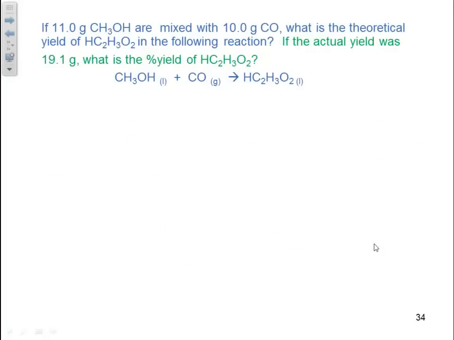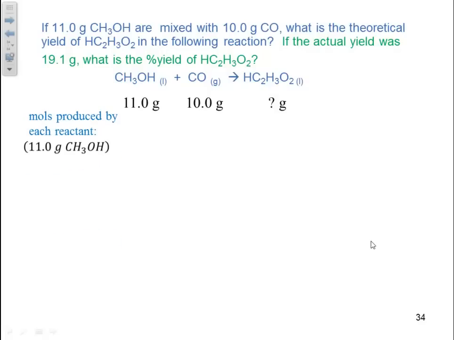Now, let's do a whole problem from top to bottom with the percent yield. So here I have 11.0 grams of methanol mixed with 10 grams of carbon monoxide. What is the theoretical yield of your acetic acid in the following reaction? If the actual yield was 19.1 grams, what is the percent yield of your acetic acid? Well, once again, I've got two reactants, so I need to figure out which one's going to run out first, or if either one's going to run out first. So I've got to figure out the moles produced by each reactant.